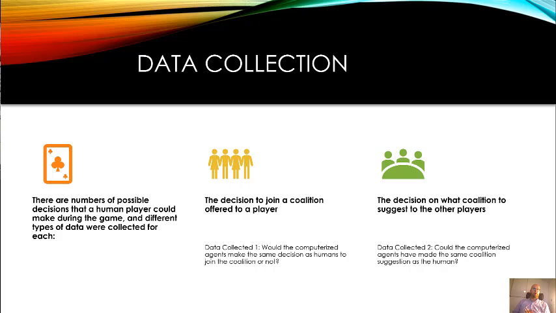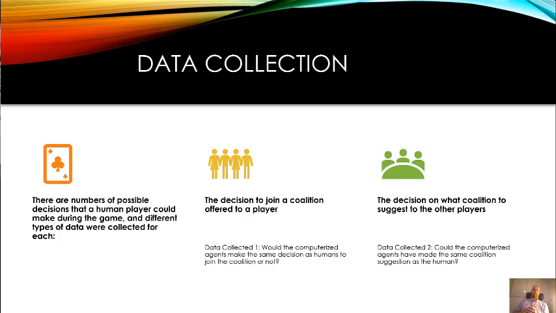So the data that we collected for this, well, actually we collected a lot of data from this experiment. The one I'm going to focus on here in this presentation is the data to do with consistency between the human players and the computerized agents. So what do I mean there? Given the decision that the human player made, was that possible or viable by the computerized agents?